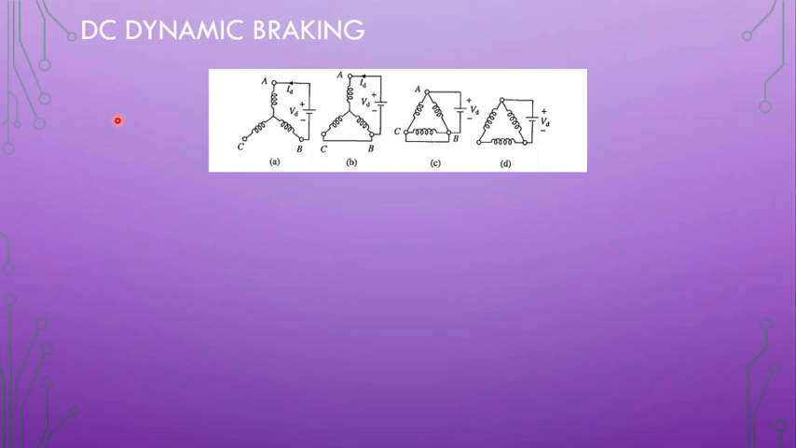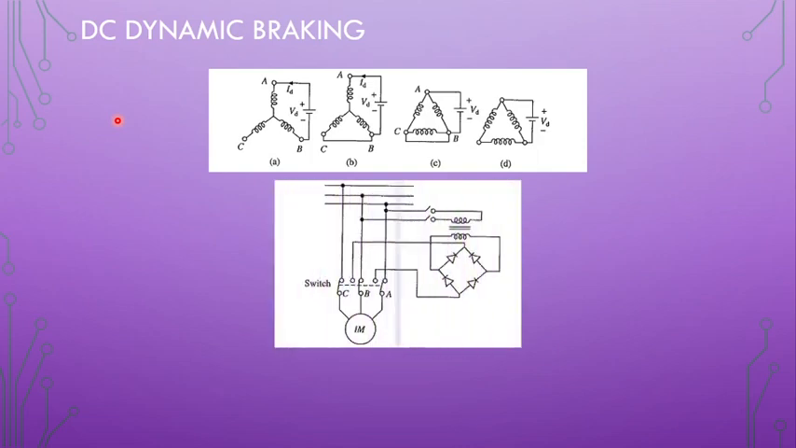The magnetic field is stationary in this case, and if the magnetic field is stationary, then there is no rate of change of flux, and thus there will not be any interaction between the rotor current and the stator magnetic field. Thus the rotor will not follow the magnetic field now. The rotor will try to stop. That is the DC dynamic braking.